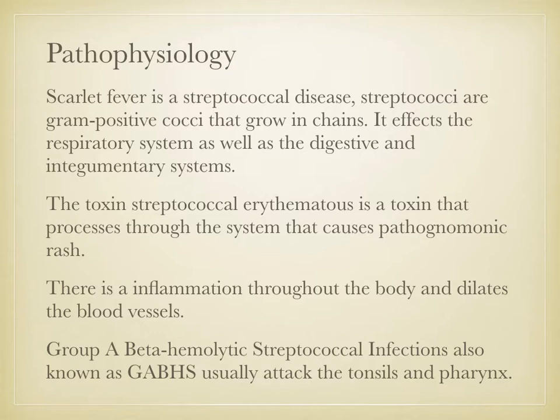S. pneumoniae is a normal member of the respiratory tract flora. Invasion results in pneumonia. Scarlet fever is caused by the bacterium S. pyogenes, or group A beta-hemolytic streptococcus, the same bacteria that causes strep throat. It is a gram-positive cocci.